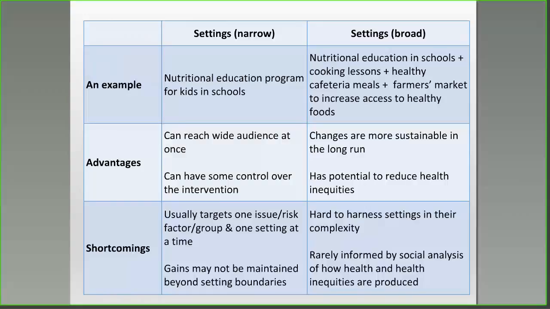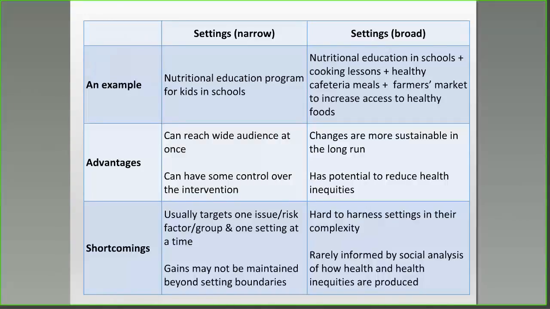On the other hand, interventions based on the broader definition of settings are fuzzier and a lot messier, but behavior changes tend to be more sustainable in the long term because new individuals moving into a healthy setting may benefit from the changes already made. It's also been suggested that interventions based on the broader definition of settings have a greater potential of reducing health inequities when they target both the setting structure as well as the individuals found within that setting.